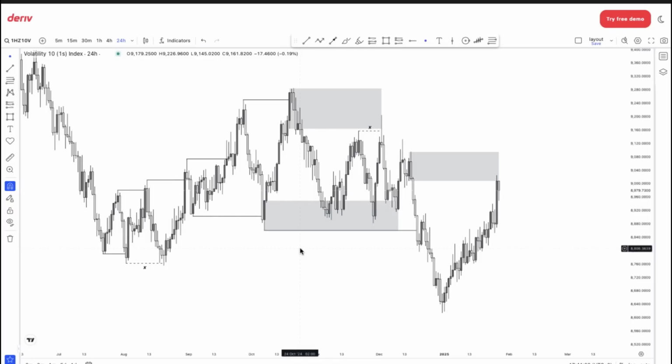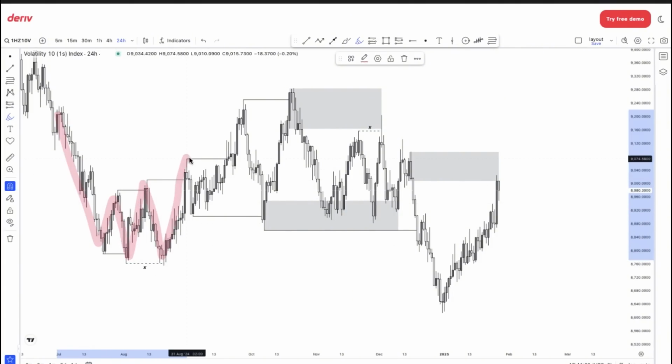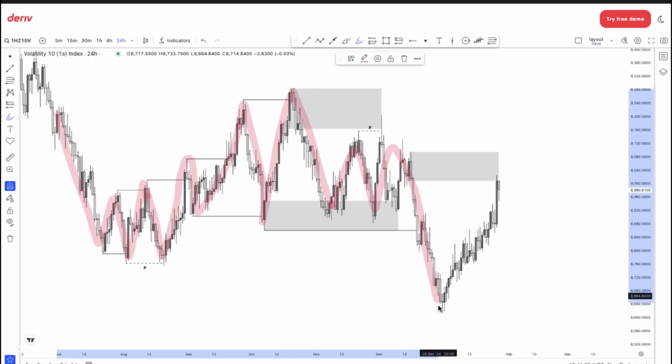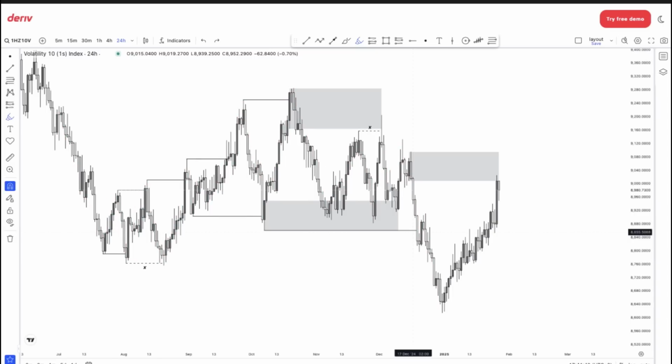Hey, Deriv traders. So let's look at another trading idea on volatility 10 1s, whereby on the daily time frame we can clearly see that we are currently bearish. So we initially switched bullish when we took out this high. So we started being bullish around this area here, up until around this area here when we took out this low to show us that now price wants to be bearish.